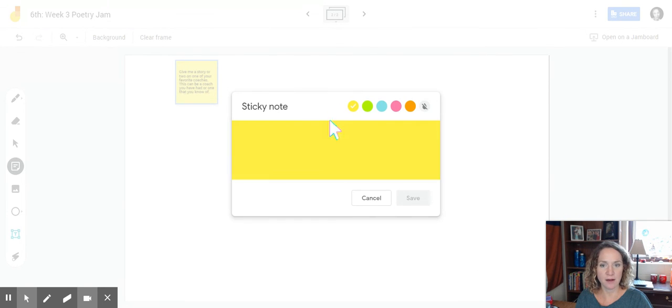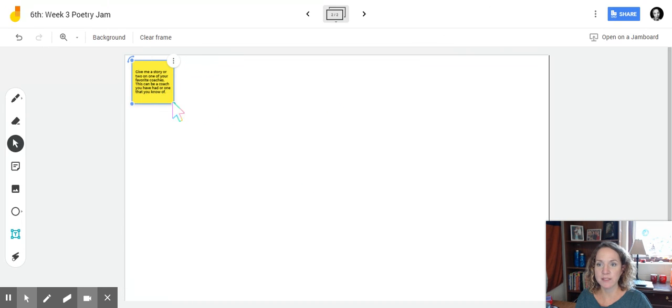Okay, I'm going to save that there. So that is what this frame is for.